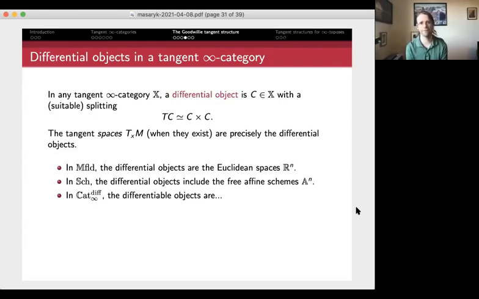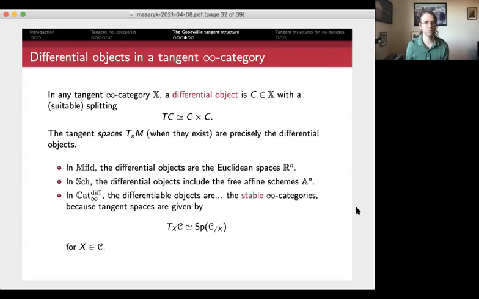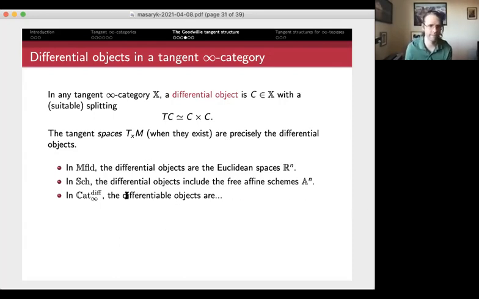So in the category of manifolds, these are just the Euclidean spaces R^n. In schemes, they at least include the free affine schemes. I don't know if those are all of the differential objects, but those are differential objects in the category of schemes. And in our example of differentiable infinity categories, the differential... See, I've already got something wrong here. I don't know if you can see, I'm highlighting the word differentiable here. That should say differential.